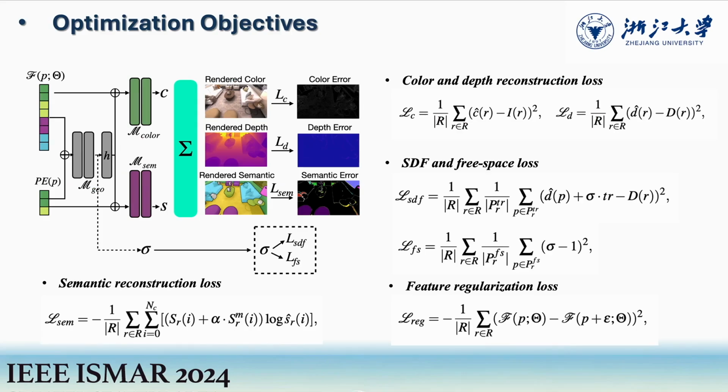In this part, we show our loss functions. First is the reconstruction loss of color and depth, which performs pixel-by-pixel optimization between rendering results and ground truth images. The second is the SDF and free space loss, which can learn an accurate geometry field by optimizing the signed distance function. To enforce spatial smoothness of the parametric encoding, we apply smooth constraints on features. Finally, we apply the semantic reconstruction loss to optimize the 3D semantic field based on single-frame and multi-frame semantic predictions.